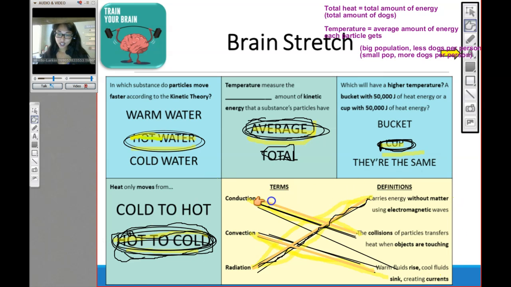And then look at our definitions here. Yes, conduction, much like a conductor must touch their baton. It is due to when objects are touching, the collision of particles will transfer heat from the hot object to the cold object. Convection says that warm fluids will rise, right? Hot air is less dense and therefore goes up, whereas cool fluids will sink.